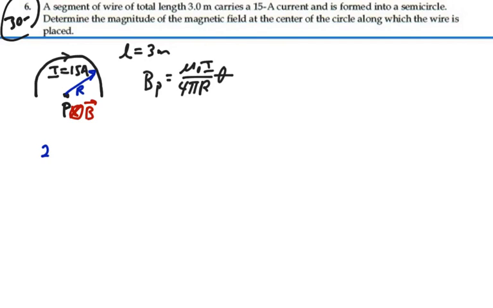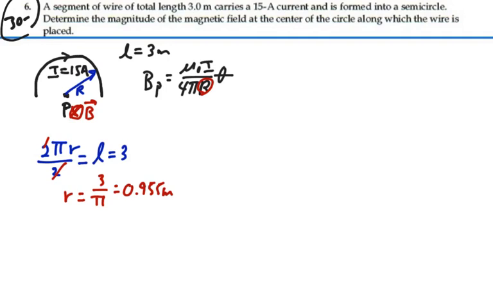So we know that a full circle would be 2 pi r, so a semicircle would have a length of 2 pi r divided by 2, and that is going to be equal to our total length L, which is 3 meters. So that means r is going to be equal to 3 meters divided by pi, and what is that? 3 divided by pi is 0.955 meters. So that is the r that we're talking about here.